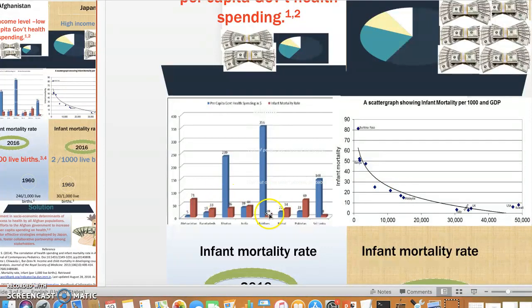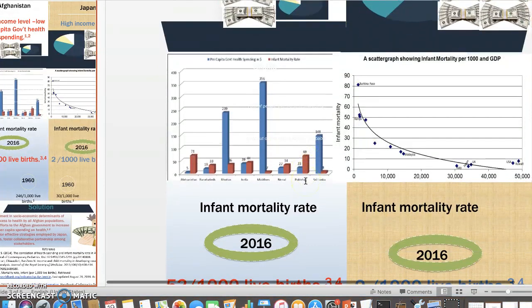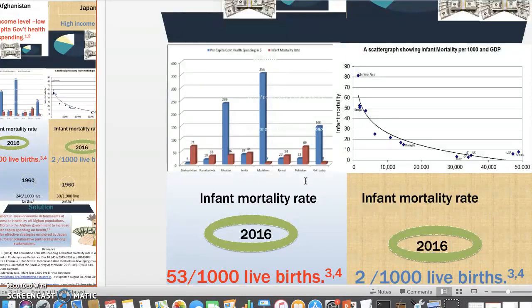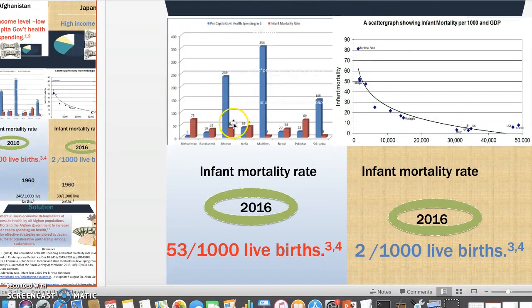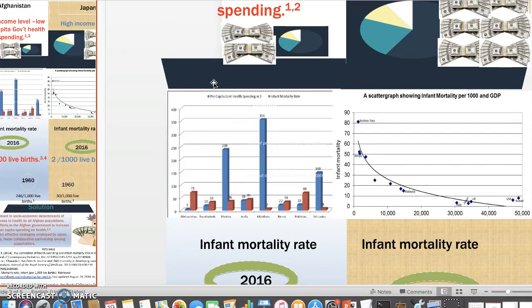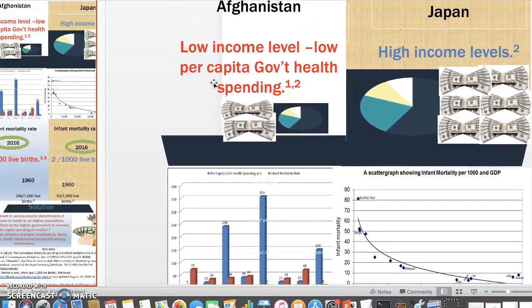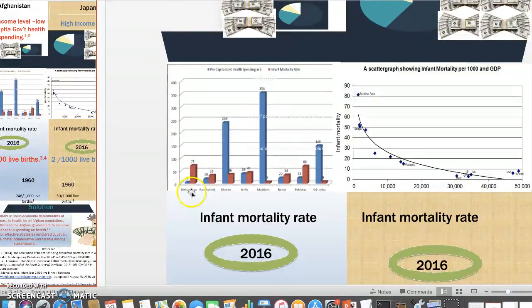Let's look at this graph here. In the development of this infographic, there is some research that was done, and as we see here, for Afghanistan, we can see the factor that we just talked about, the per capita spending of the government and how it reflects in infant mortality. The blue here is the per capita spending, and the red is the infant mortality. As we can see here, it is very low, and it reflects inversely on the infant mortality rate.